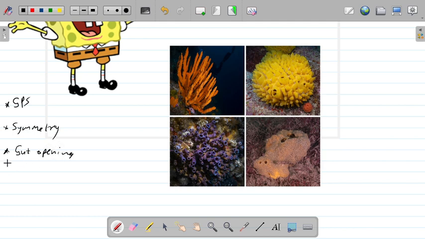Another thing, cephalization. Do they have a concentration of sense organs on the anterior end? That is the head end, if there is such a thing. So, do they have a concentration of their sense organs at the anterior end? That is cephalization.